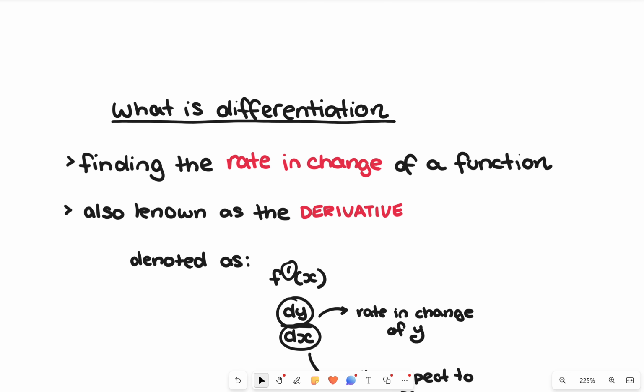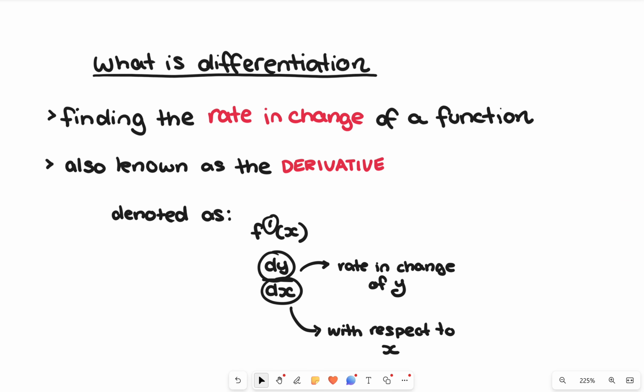So firstly, it's important that we understand what differentiation is. In simple terms, it's finding the rate of change of a function. This is an extremely important term, rate of change, as it sums up exactly the whole point of why we differentiate. A function here can be notated as f of x or as y, and it's important to know that these two are interchangeable, meaning they mean the exact same thing.